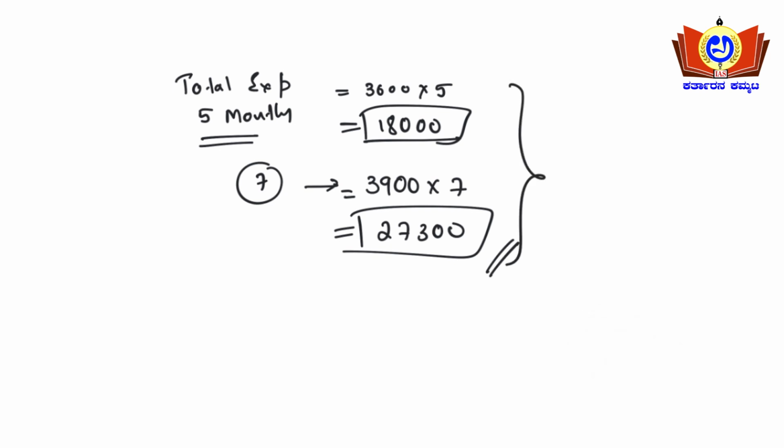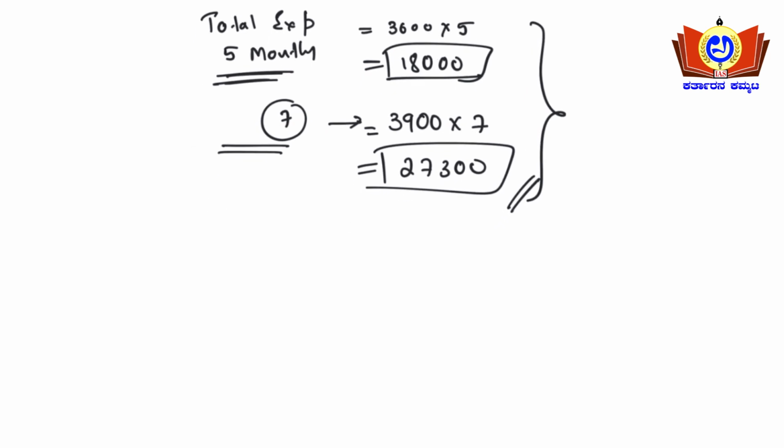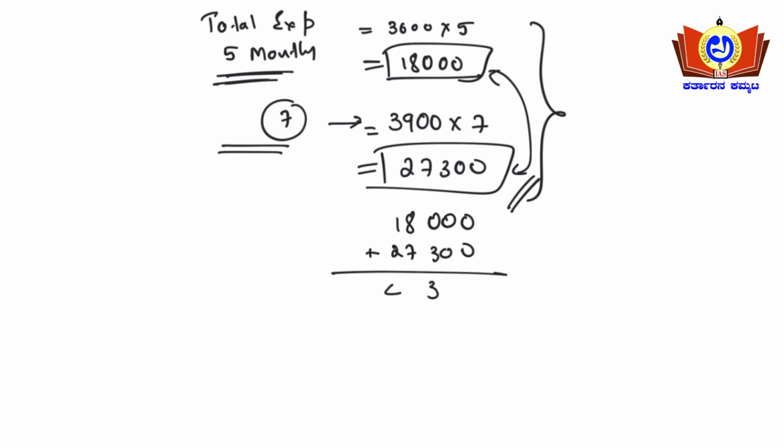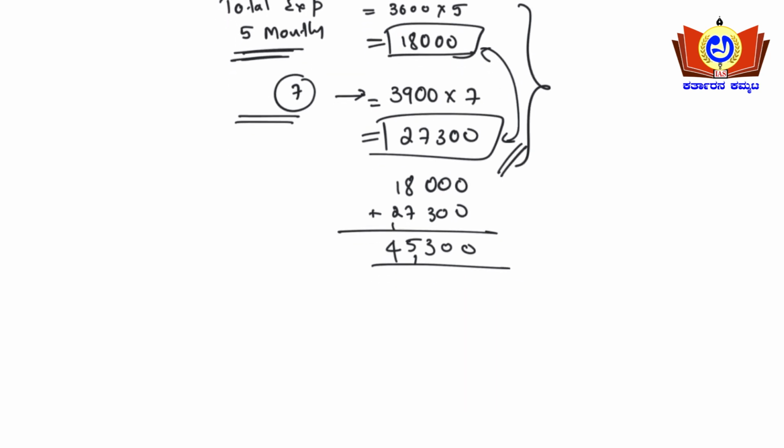For the first 5 months it is 18,000, and for the next 7 months the total expenditure will be 27,300. So for the total year, these two I need to add up, right? 18,000 plus 27,300. Adding, that will become 300, 7, 14 plus 1, 5 plus 1, so 45,300. This is the total expenditure for a year.